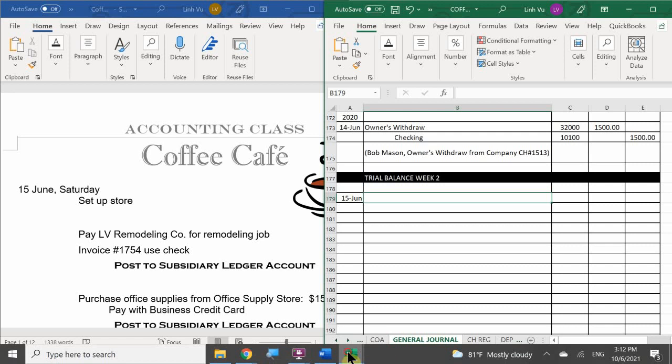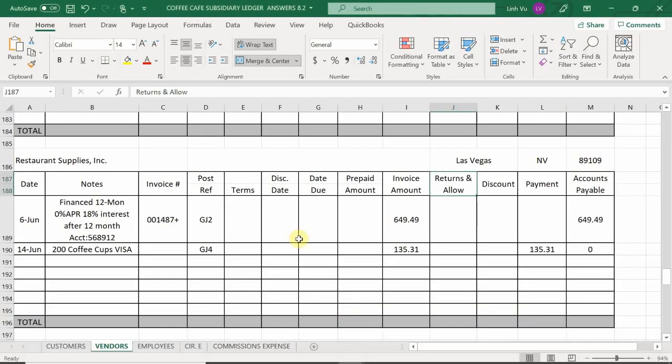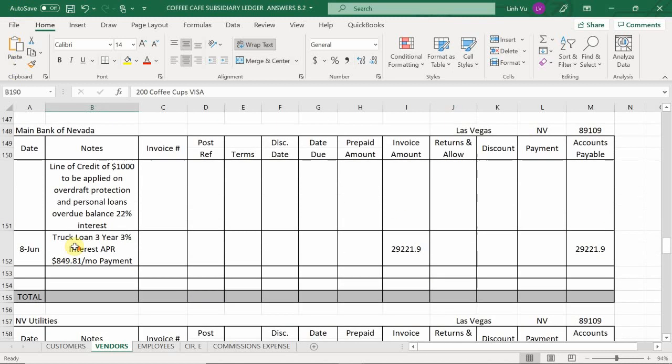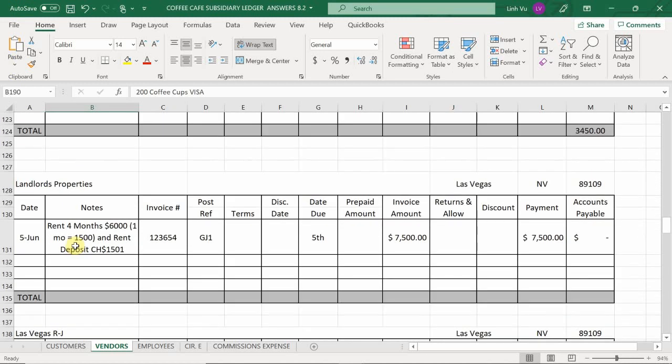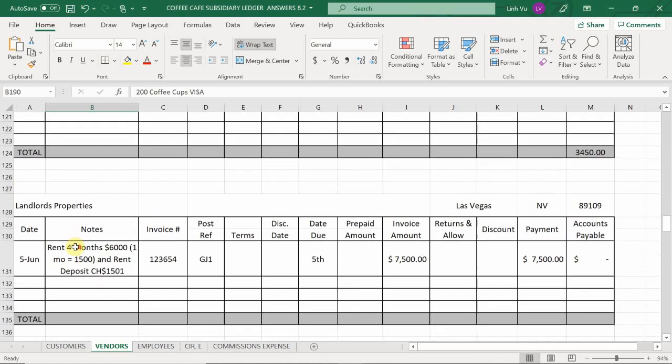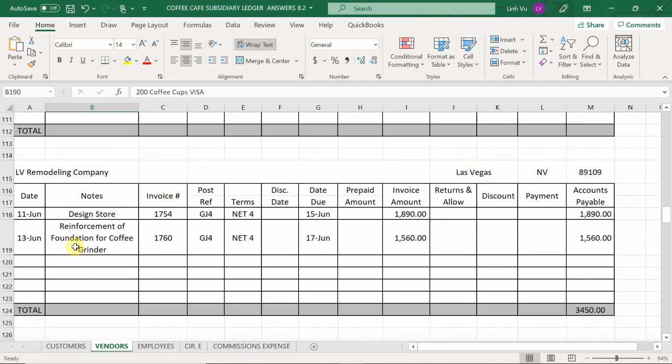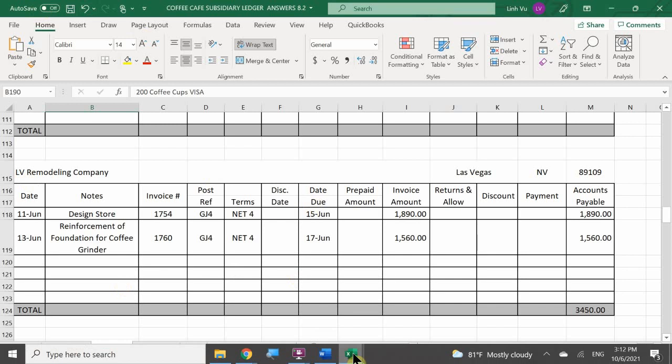Correct. So let's take a look at that subsidiary ledger so we can double confirm that it is the correct bill for LV Remodeling. So LV Remodeling, here it is, invoice 1754 for 1890. Correct. So in this case, we're making a payment.